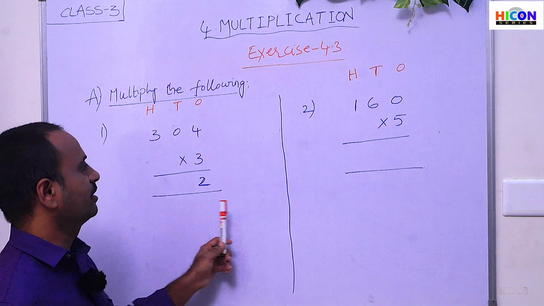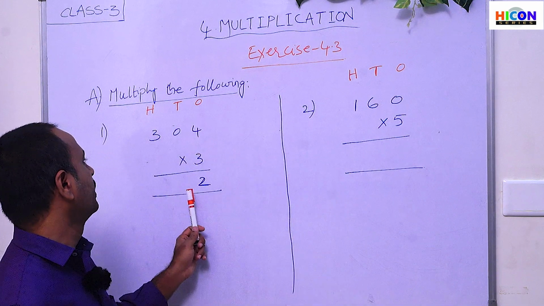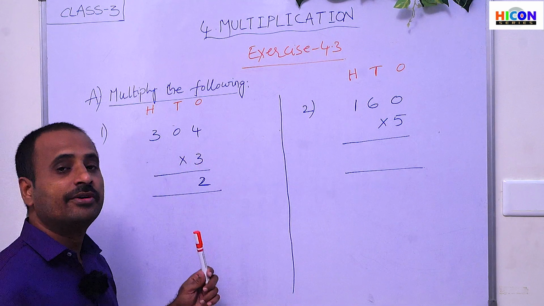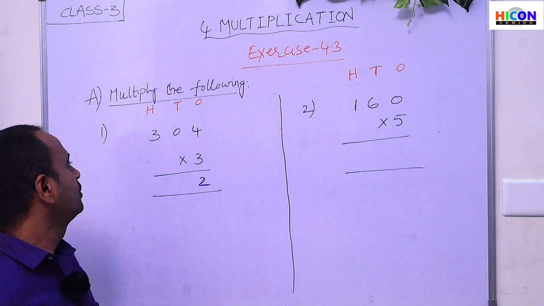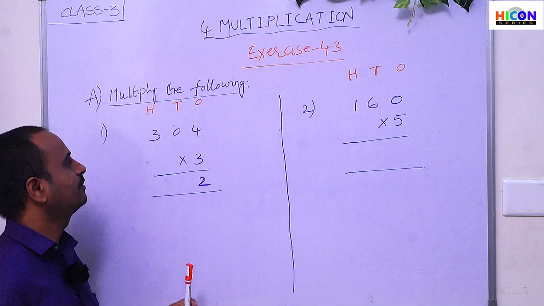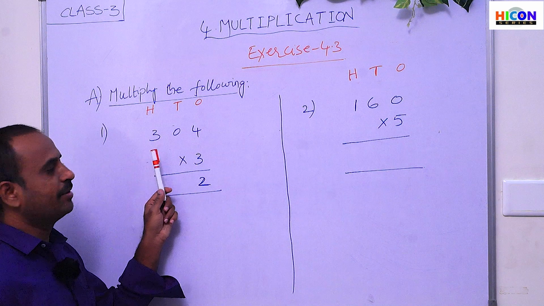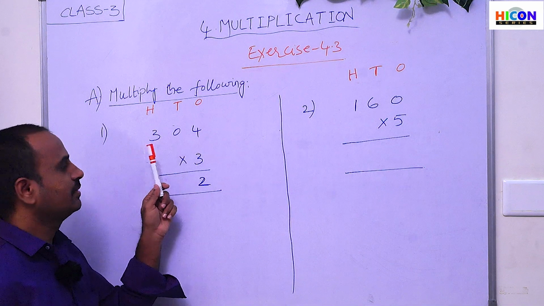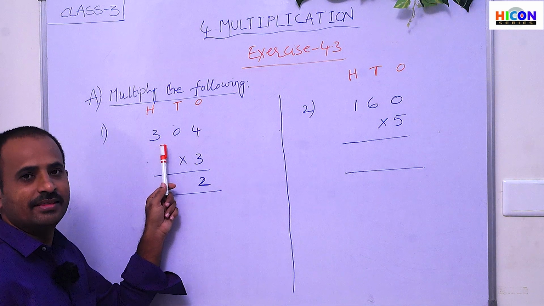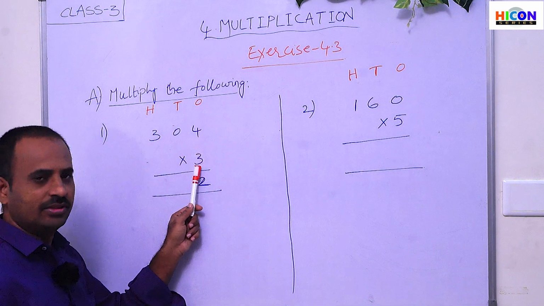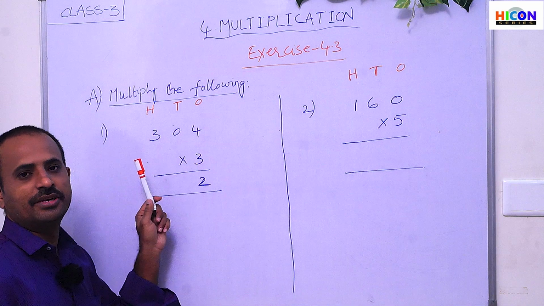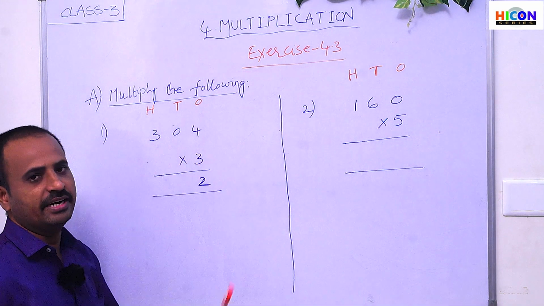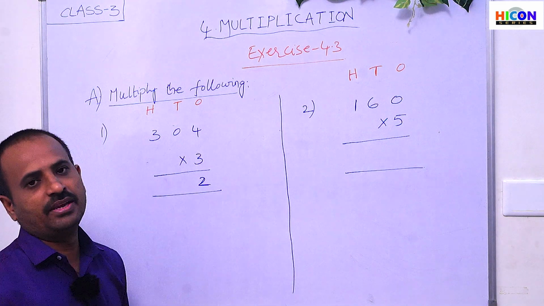Here are two problems on multiplication of a 3-digit number with a single digit number, with regrouping. Let us see the first problem. Here the given number is 304. This is a 3-digit number and we have to multiply this 304 with 3. 3 is a single digit number. So this is multiplication of a 3-digit number by a single digit number with regrouping.